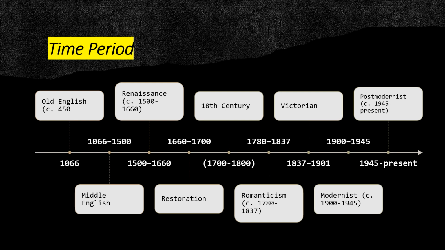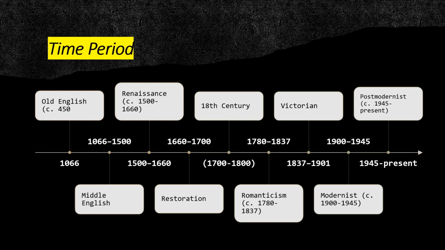And then we move to Middle English, from 1066 to 1500s. Some of the works from this era include Geoffrey Chaucer's The Canterbury Tales. It's a must read. Try to read it if you have time. It provides a glimpse into medieval life and the social dynamics in that era. And then we have the Renaissance period with such works as, of course, William Shakespeare's Hamlet, Macbeth, and Romeo and Juliet.